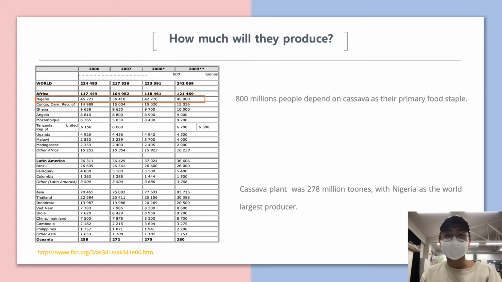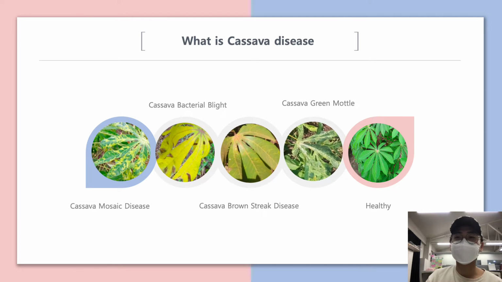In the past, diagnosis of cassava disease by professional personnel was expensive, and it is known that this problem can be solved with a CNN classification model. Cassava disease can be classified into four representative types: cassava mosaic disease, cassava bacterial blight, cassava brown streak disease, and cassava green mottle.